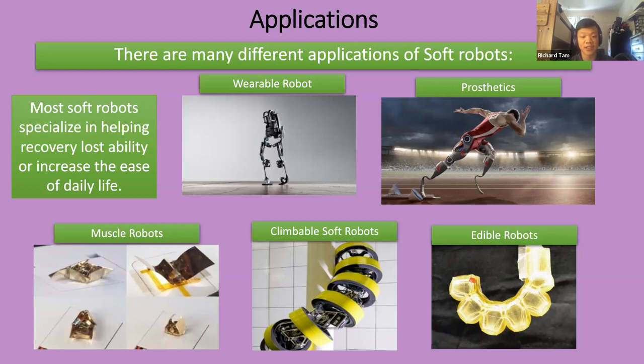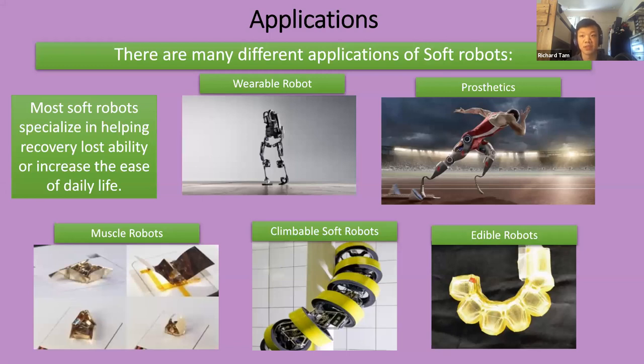Prosthetics are kind of similar, but of course different. They are actually attached to you rather than just being removable, but they also do the same thing as wearable robots. They give you the ability to walk, run, lift things, etc. Muscle robots are a form of origami, and that's what makes them so interesting. What makes them so unique is that because they're so small and foldable like origami, they can lift things far more than you would think.